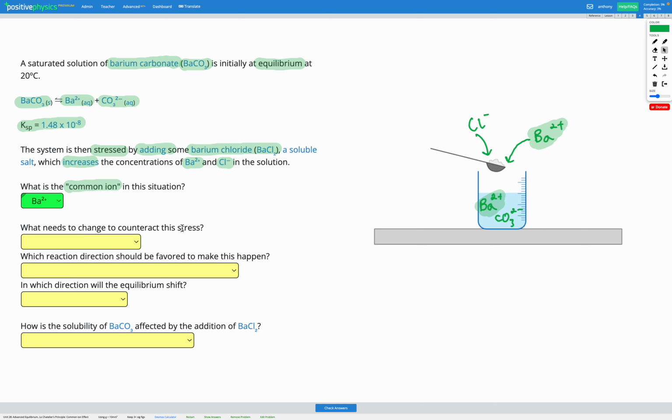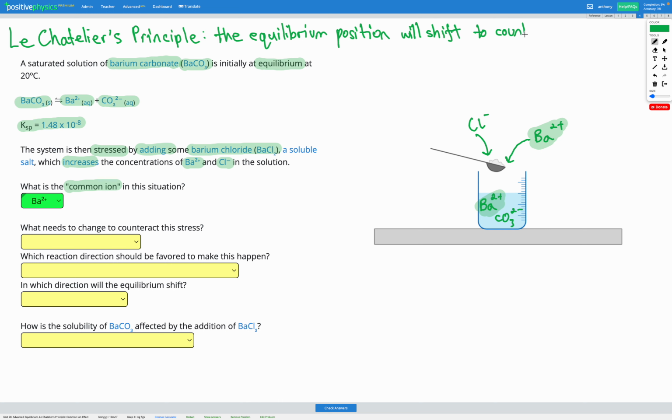Next, we're asked what needs to change to counteract this stress. So we're talking about Le Chatelier's principle. Le Chatelier's principle tells us that if we have a system that's initially at equilibrium, and then we put a stress on that system, the position of the equilibrium will shift to counteract that stress. So what that means is, if we have something initially at equilibrium, as we do here, we have this solution of barium carbonate. We then put a stress on that system by adding barium chloride. The equilibrium position is then going to shift to counteract the adding of the barium chloride.